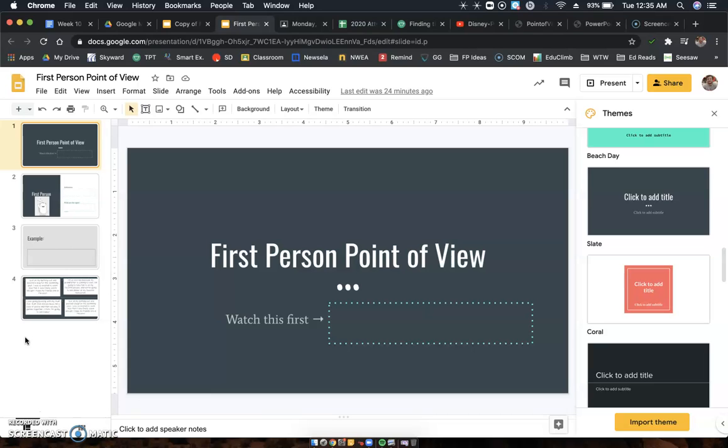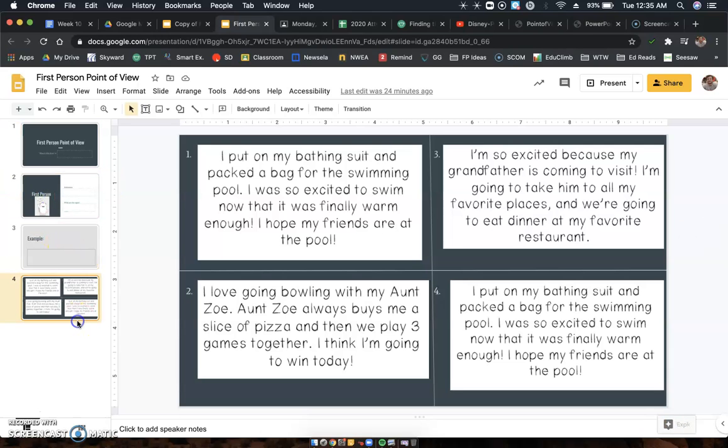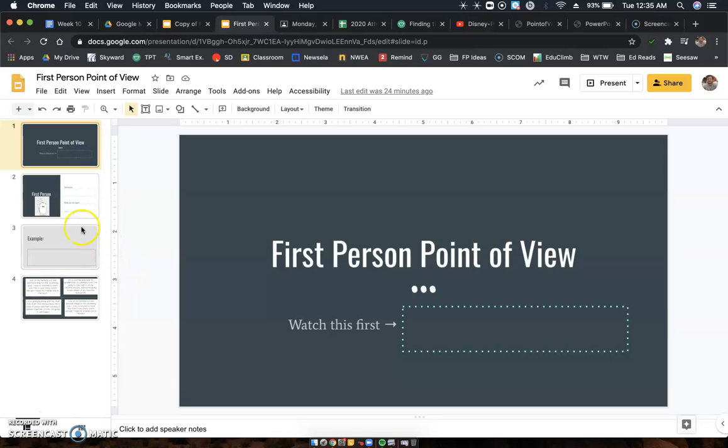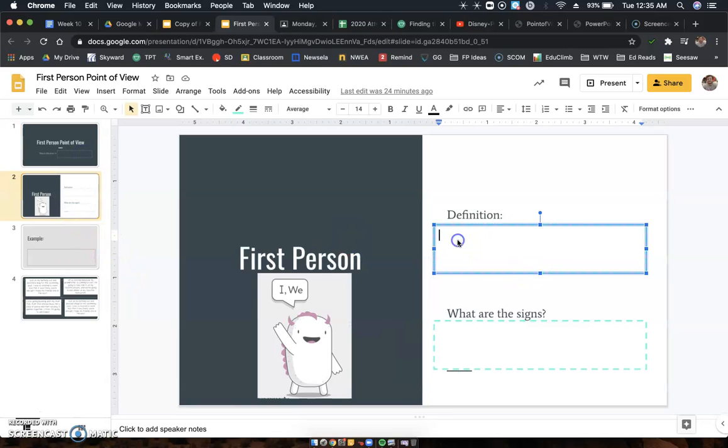We're going to do a little practice today, talk about what makes first person, and do a little example. Everything that I do on these slides, I want you to do as well. First, the definition of first person point of view.